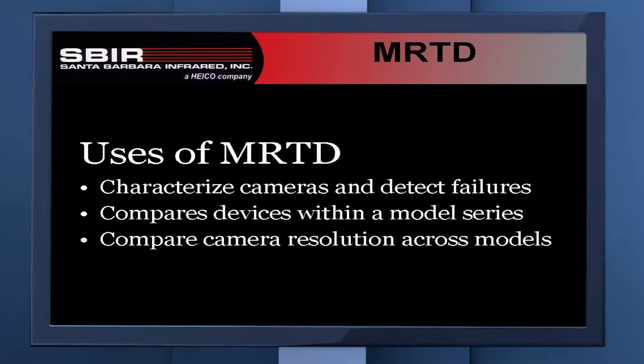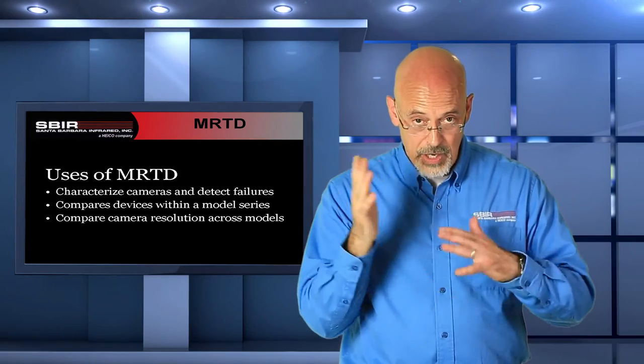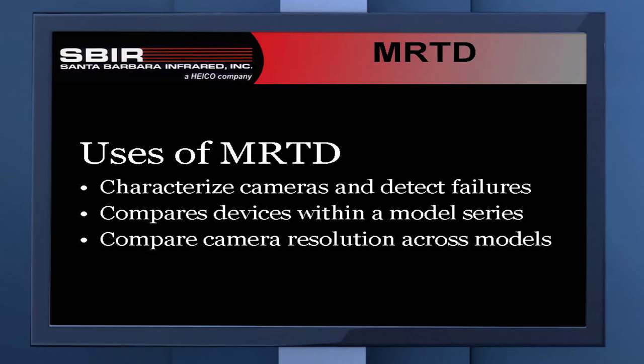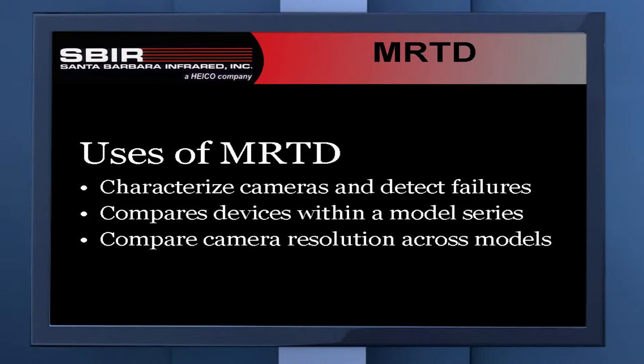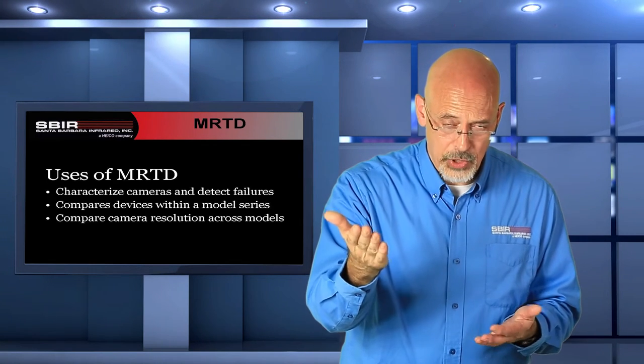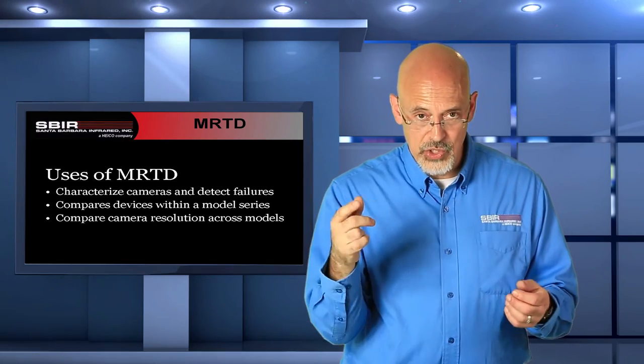So why do we use it? Well, again, I mentioned characterizing cameras and detecting failures. We expect a certain MRTD result, and so we can compare a camera to see whether or not it's meeting its MRTD requirements and determine whether it's failed. We can also compare devices within a model series so that if there is a way we can do a calibration step, we can make that calibration to bring all the models into alignment. But we also use it for comparing cameras across models and different manufacturers. Again, it depends on what you're trying to accomplish, what your goals are, all those missions that we model.